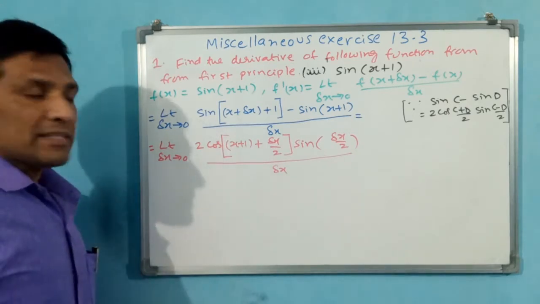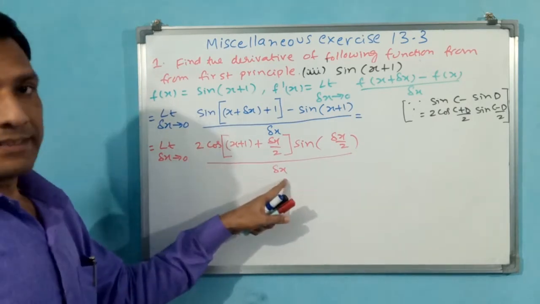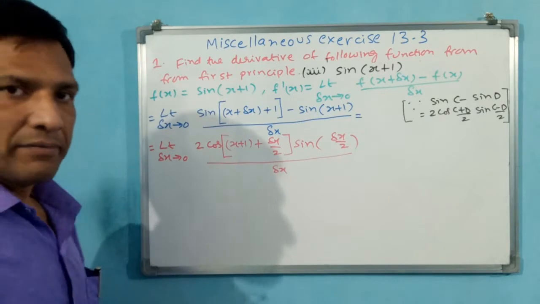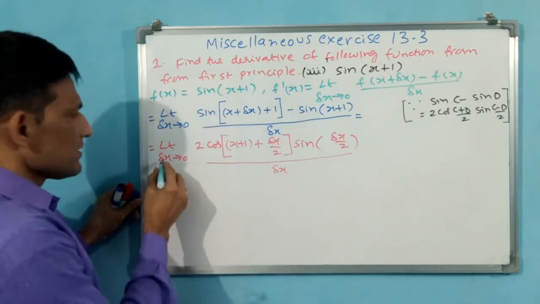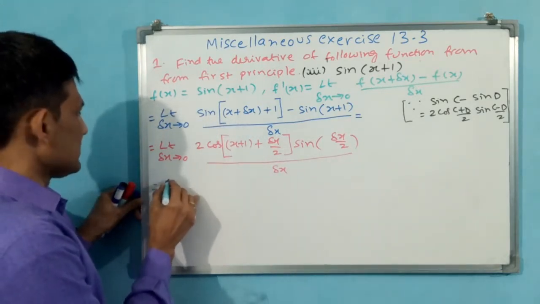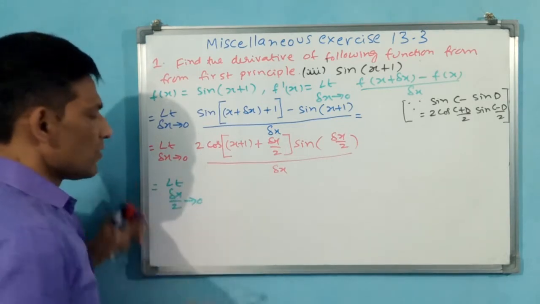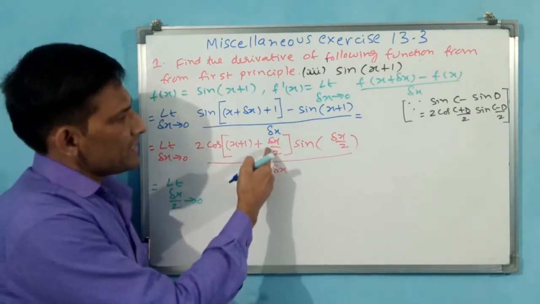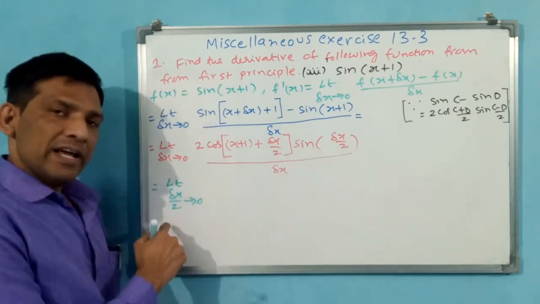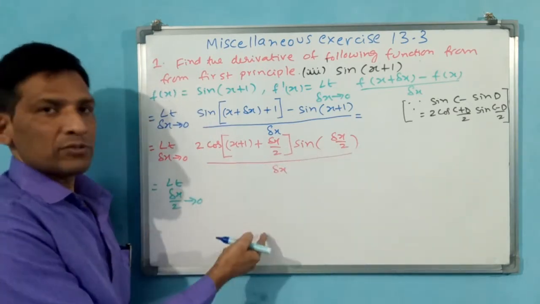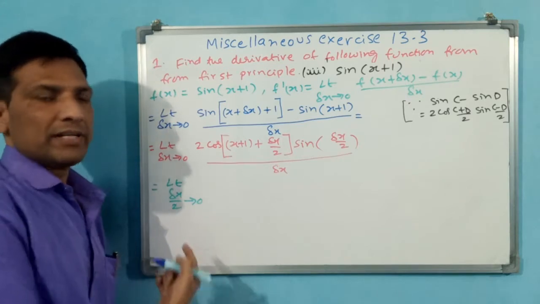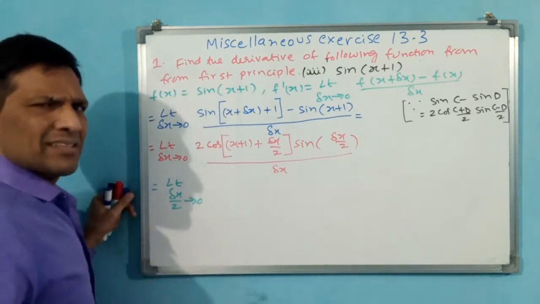Now how to convert this? We know very well, this 2 you have to send here, divided by 2. Like that you can write. And this also, delta x by 2 you have to write. Limit delta x by 2 tends to 0. Why have I written this? Because here delta x by 2 is there. Delta x tends to 0 means delta x by 2 also tends to 0 only. That is why I have written. In last classes I have explained all this.